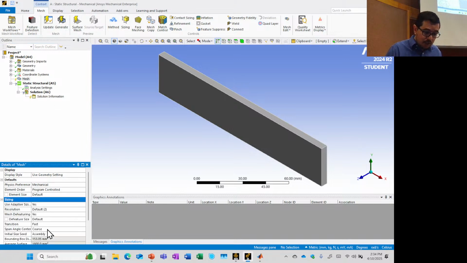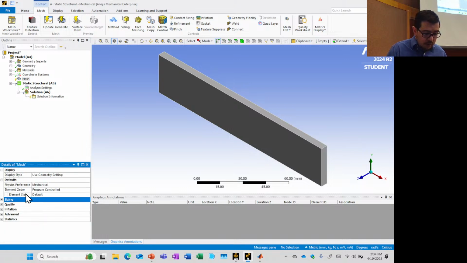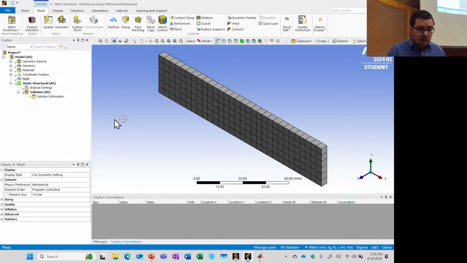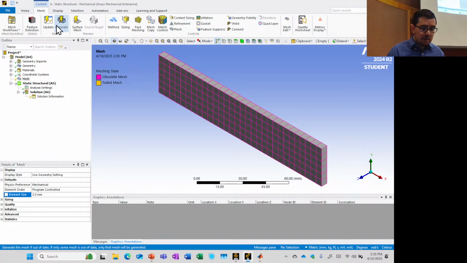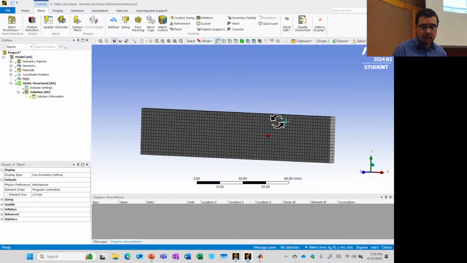For the mesh, you can add a sizing, or you can come over here, right here under defaults, to the element size. If we did 5 millimeters, I think that's too large, as we've shown previously. It only has one element through the thickness, and we can do better. So if we go down to 2 millimeters and hit generate, okay, that looks like something that's a little more discretized.